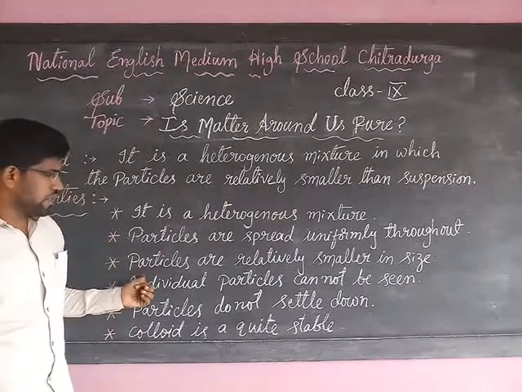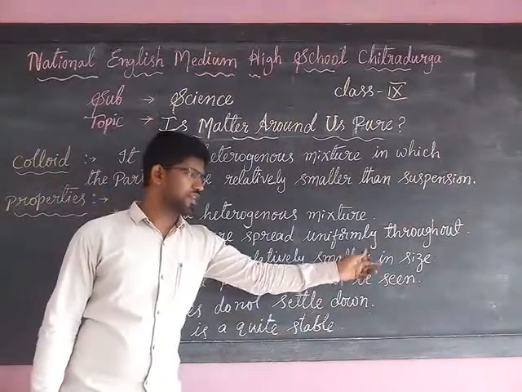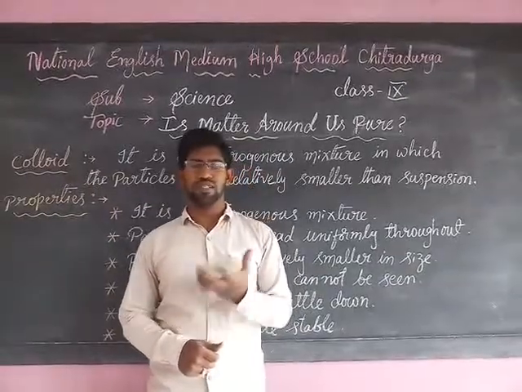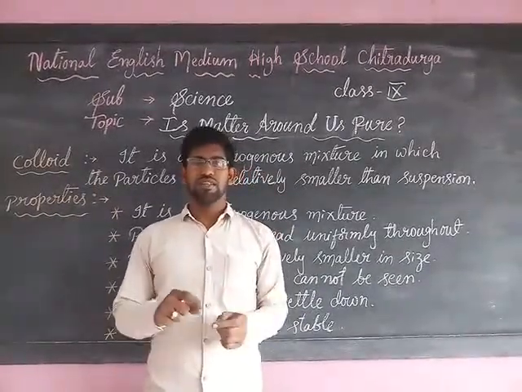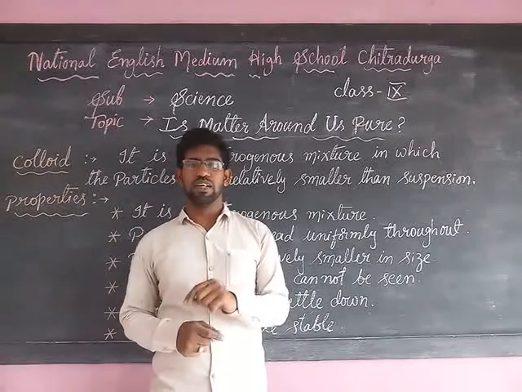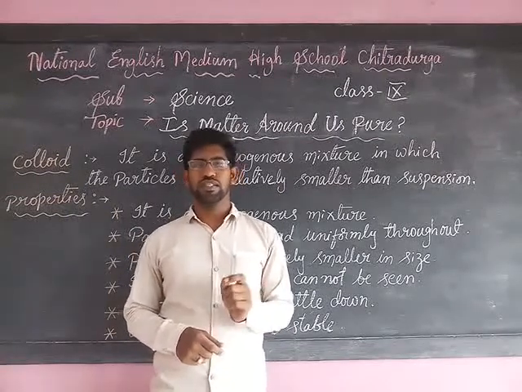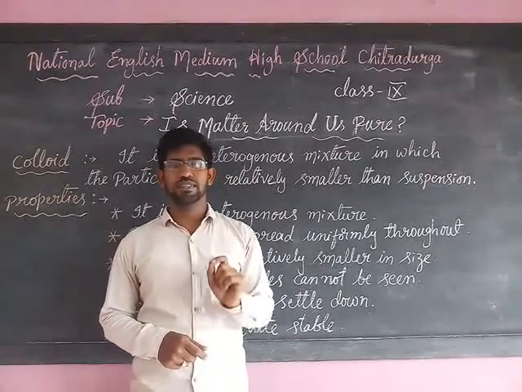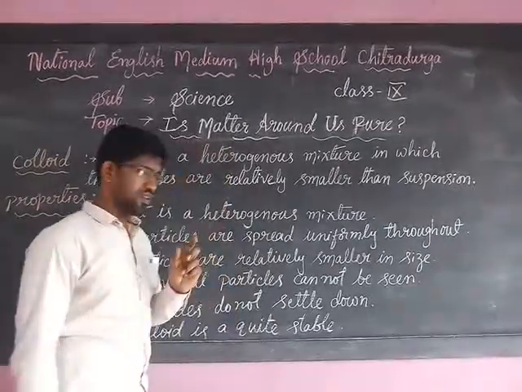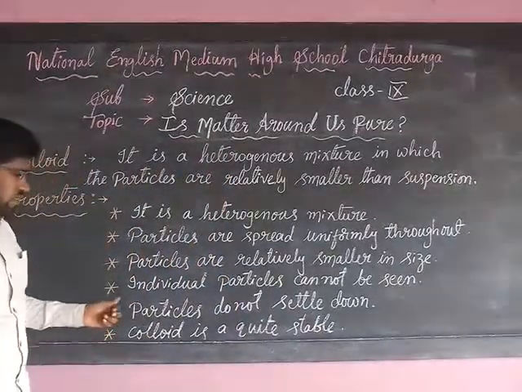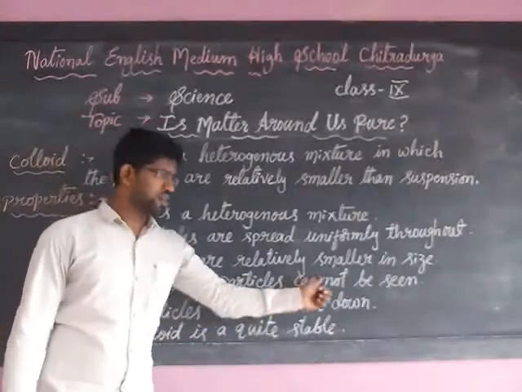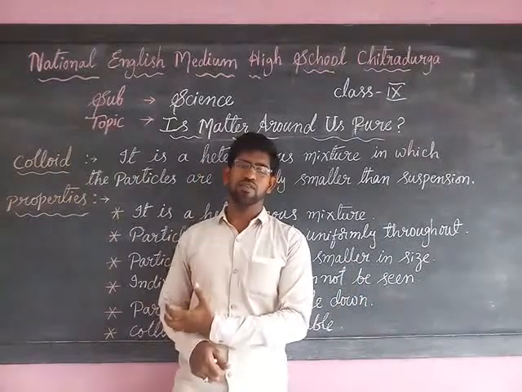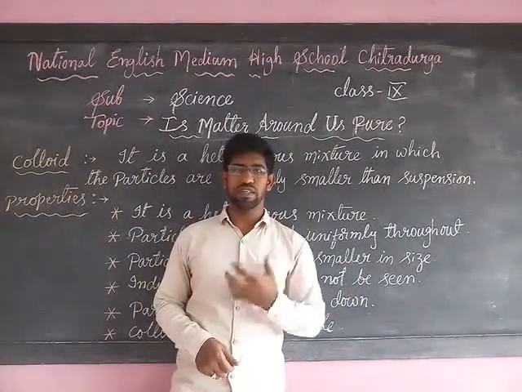Then the particles are relatively smaller in size. While comparing the size of the colloidal particles to the size of the solution particles, they are bigger in size, but compared to the suspension, the colloidal solution particles are relatively smaller than suspension. Understood? Because they are relatively smaller in size, individual particles cannot be seen. So by only knowing these properties, we cannot imagine what exactly this means.